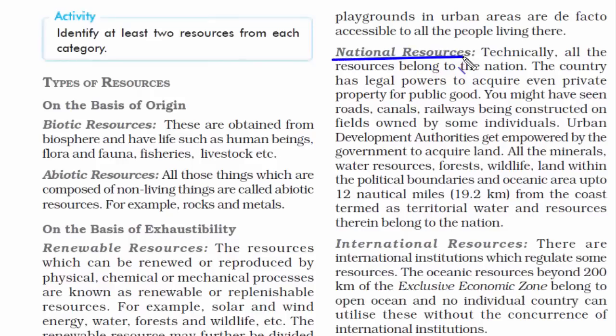And the third one is national resources. Basically every resource belongs to the nation. Some are equally distributed and some are not. For example, land is not equally distributed to everyone, so it is based on payment. If you pay more money, you will get a larger piece of land. That is all because the government has the legal power to acquire everything.